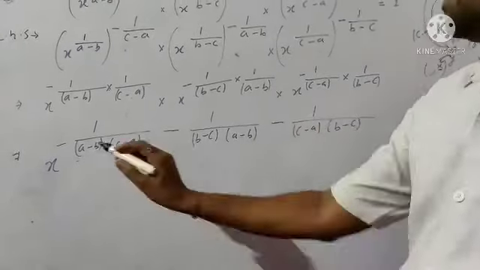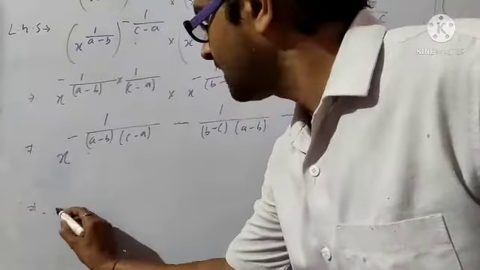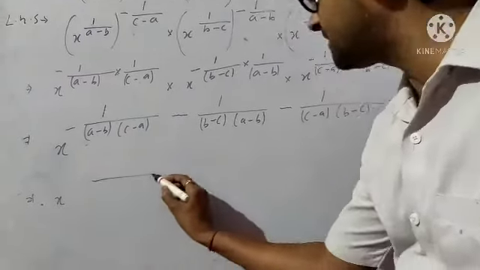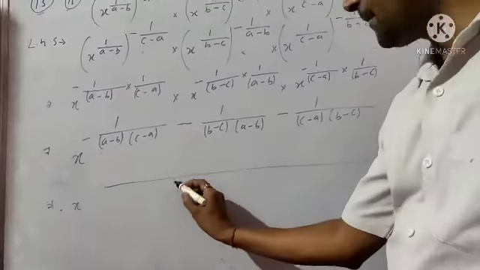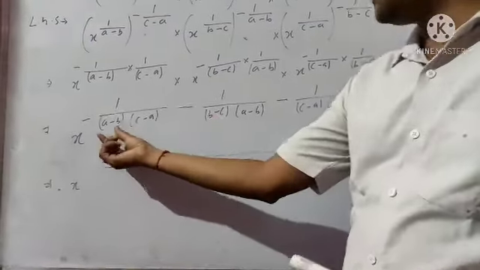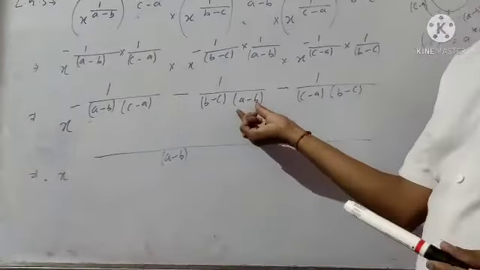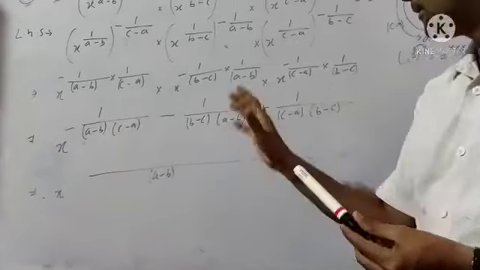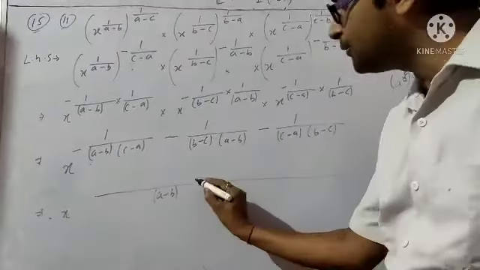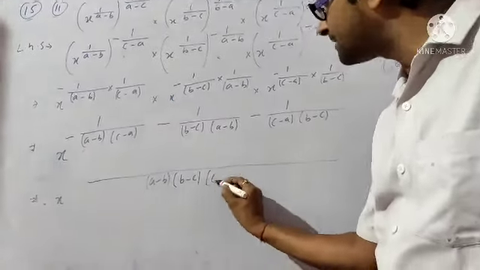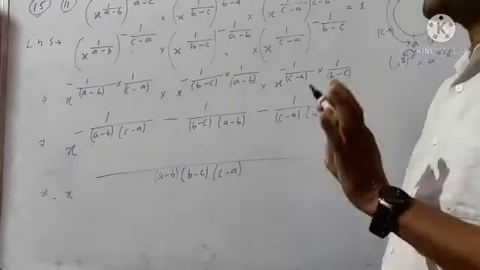Okay student. X to the power, what is the LCM? What is the LCM of these three terms? Okay, here the LCM is A minus B, because A minus B is repeated 2 times. Look at here A minus B, A minus B. B minus C, B minus C, and C minus A, C minus A. So all are repeated 2 times. So take one value as the LCM. So A minus B, B minus C, and C minus A. This is your LCM part, okay?